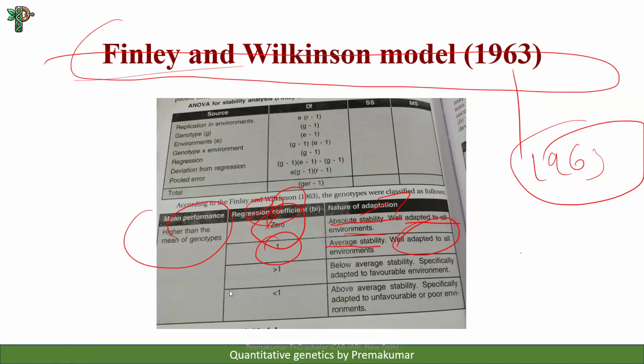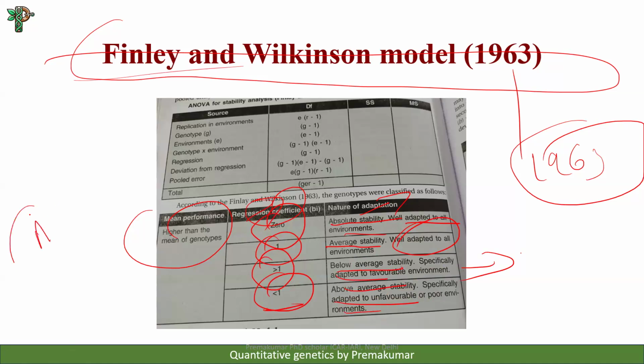Then if the regression coefficient is more than 1, we can say it has below average stability and is specifically adapted to favorable environments. If the regression coefficient is less than 1, it has above average stability and is specifically adapted to unfavorable and poor environments.